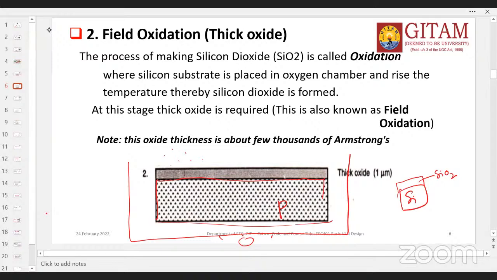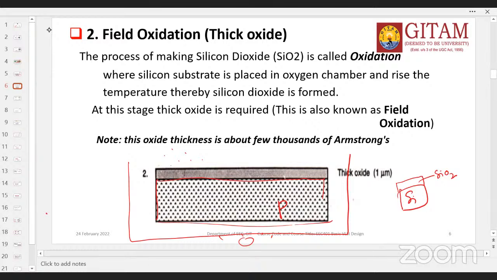So what is meant by the oxidation process? Forming silicon dioxide on top of the silicon. How can we do this? Just place the silicon in an oxygen chamber and raise the temperature, and silicon dioxide will form automatically. This crude method of forming silicon dioxide is called field oxidation. Why it is called field oxidation, we will see after some time.